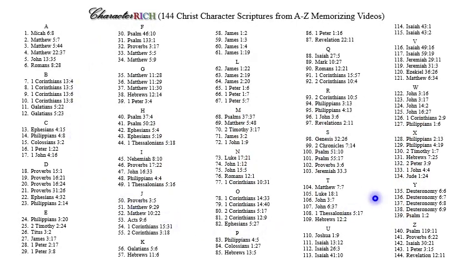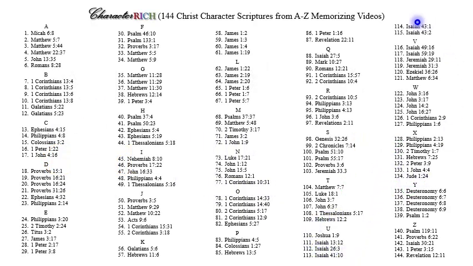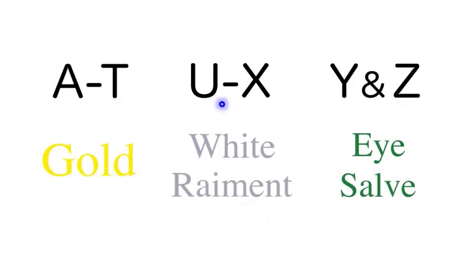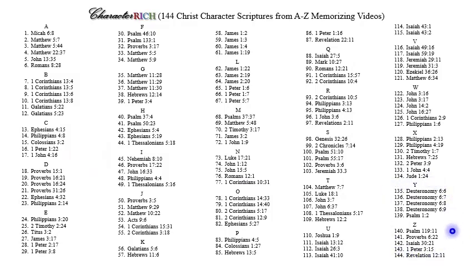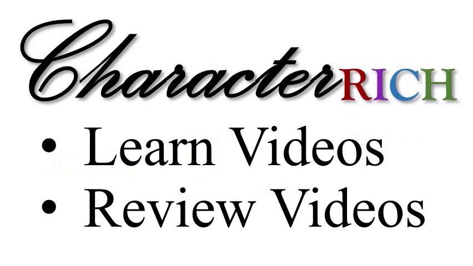Here are the 144 Christ character scriptures. The verses are divided into videos from A through Z. A through T are verses we need to be able to buy the gold. U through X are verses we need to be able to buy the white raiment. Y and Z are the verses we need to be able to buy the eye salve. There are 2 videos that go with each letter.